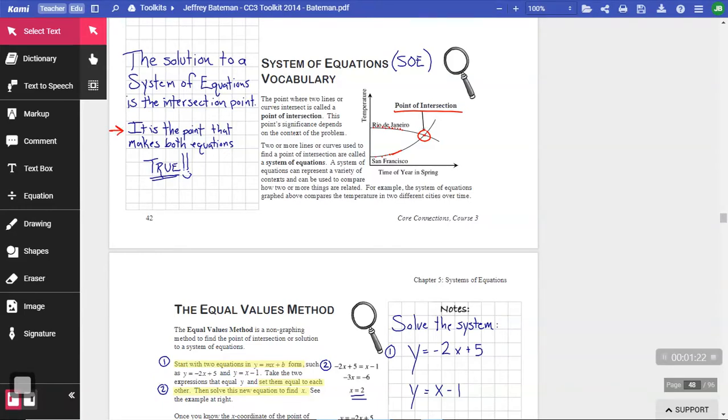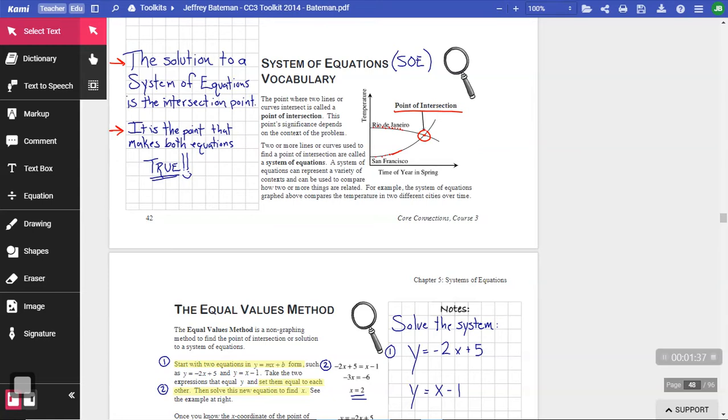And that's what I have written over here. These two pieces are the real keys that come from this whole toolkit entry, and that is that a solution to a system of equations is the intersection point. It's the point that makes both equations true.